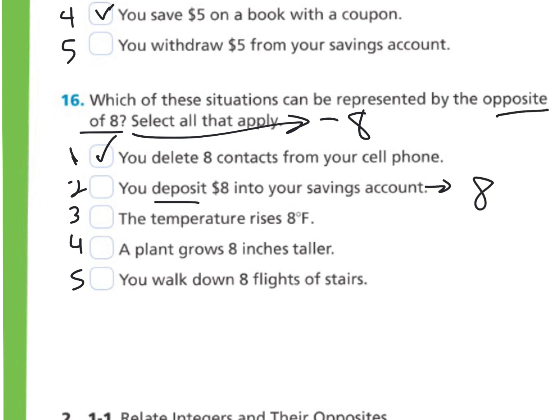Temperature rises 8 degrees Fahrenheit. That would also be a +8. Plant grows 8 inches taller. That would also be a +8. You walk down 8 flights of stairs. That would be a -8. So the first one and the last one would be what would work for that.